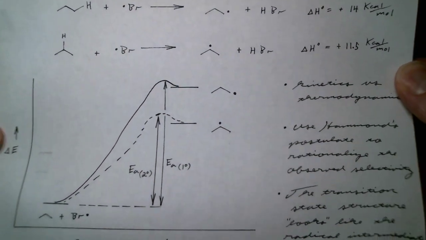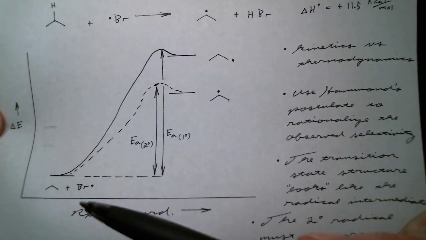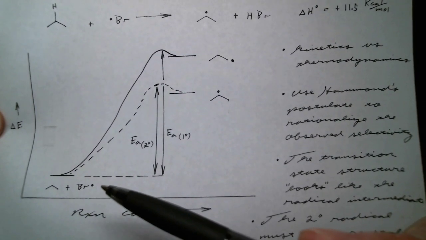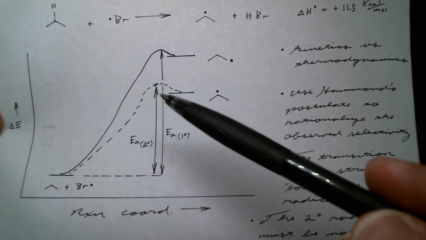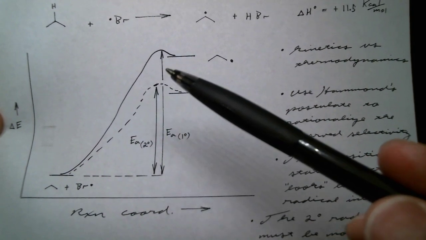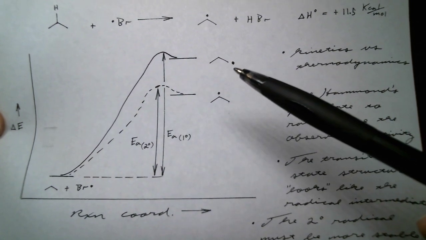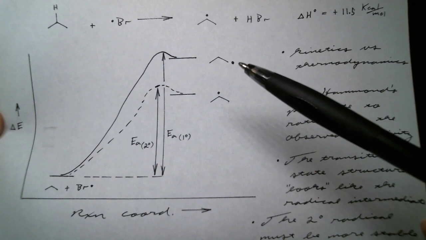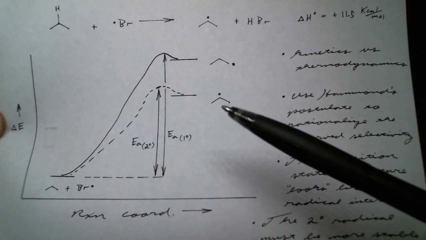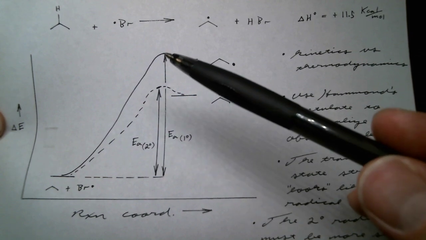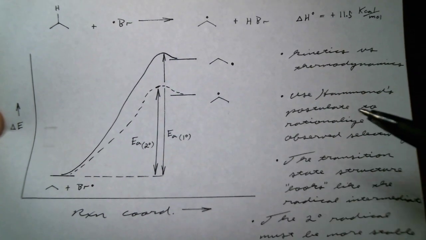So let's look at an energy versus reaction coordinate diagram. Like I said, we start off with propane. Here's our bromine radical. We're using Hammond's postulate. Our transition state occurs late because it's endothermic. The more endothermic, the later. Creating the primary propyl radical is a more endothermic process than creating the secondary propyl radical, hence our transition state is a little bit later in the reaction coordinate diagram.